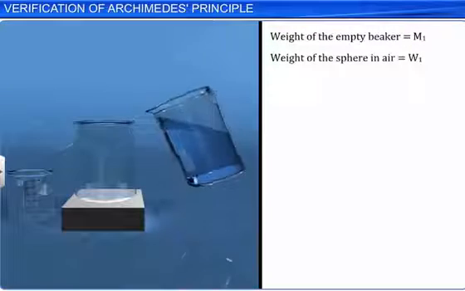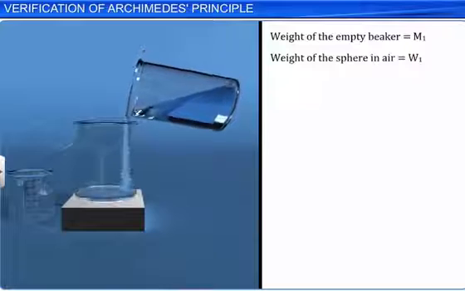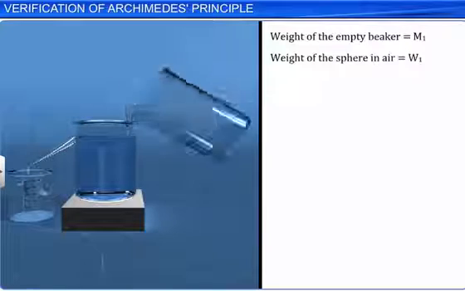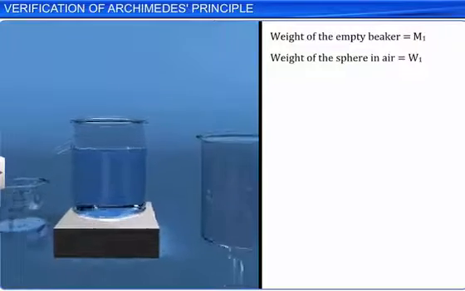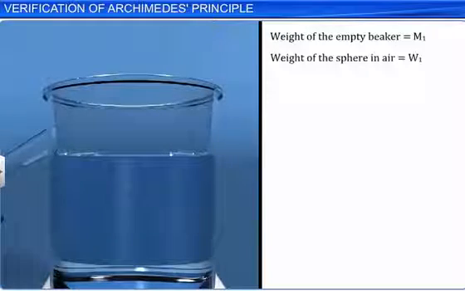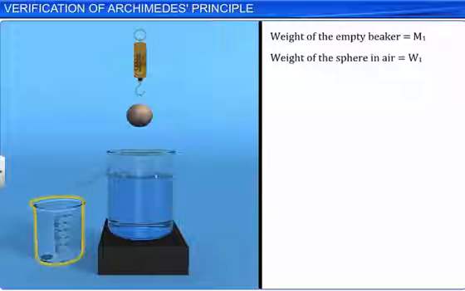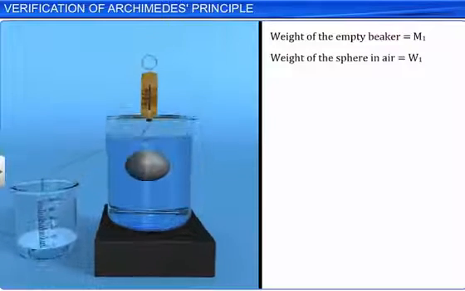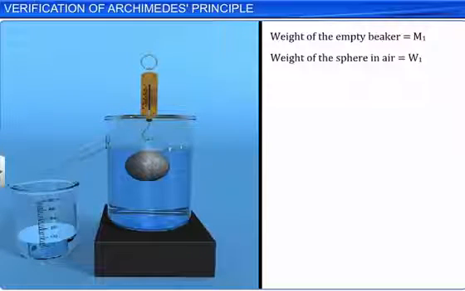Take an overflow jar and fill it with water up to the brim. Place the beaker under the spout and immerse the sphere. Suspend it from the spring balance completely into the water in the overflow jar. The water that overflows is collected in the beaker placed under the spout.